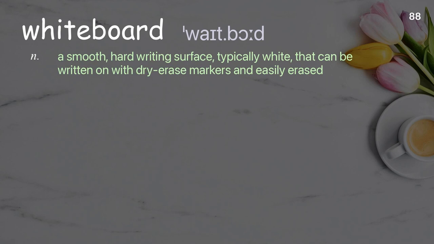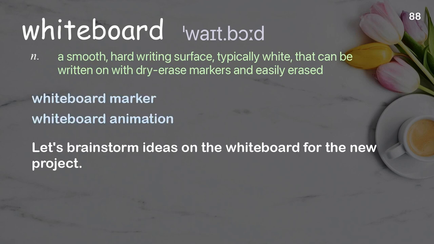Whiteboard. A smooth, hard writing surface, typically white, that can be written on with dry erase markers and easily erased. Examples: whiteboard marker, whiteboard animation. Let's brainstorm ideas on the whiteboard for the new project.